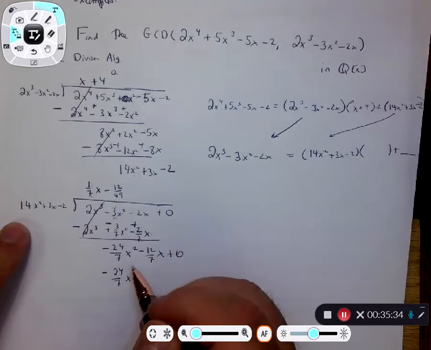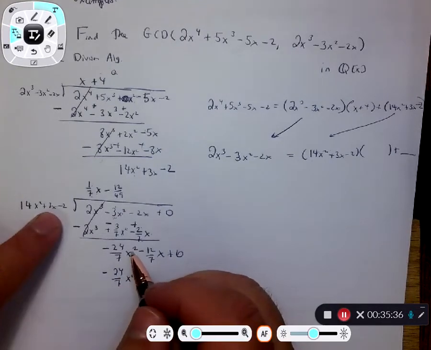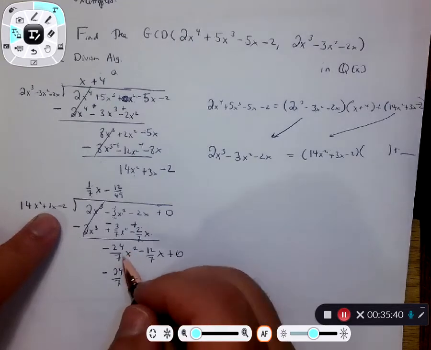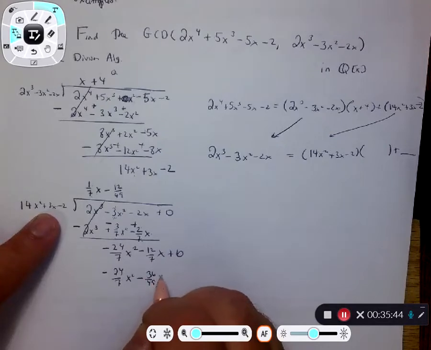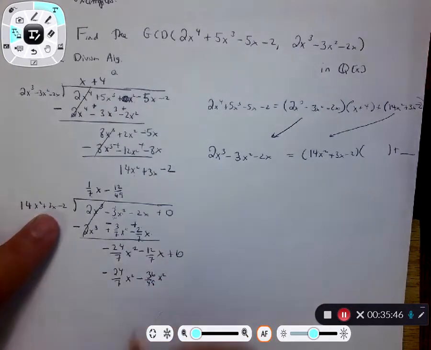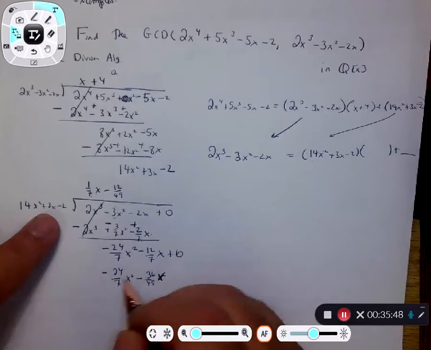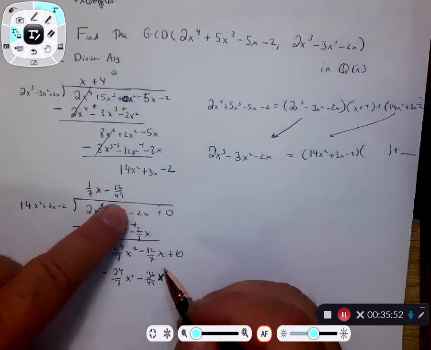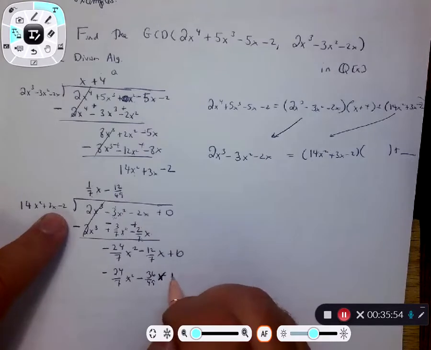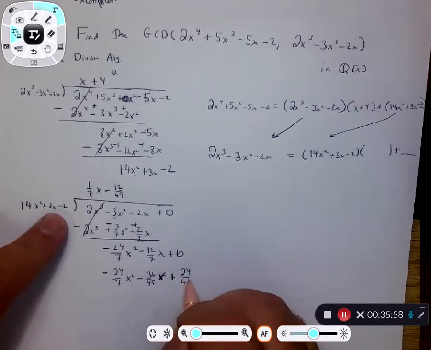24/7 x squared. A negative 12/49 times a negative 3x gives you a negative 36/49 x squared. I'm sorry, x. X squared was this guy, x. And negative 12/49 times a minus 2 becomes a plus, and that's going to be a 24/49.